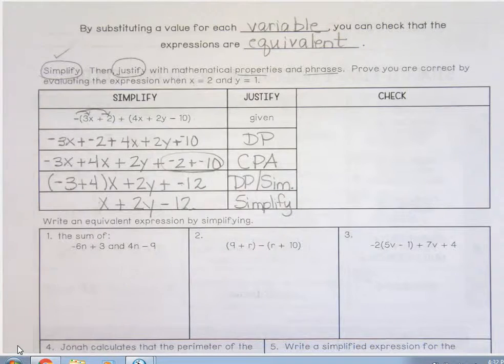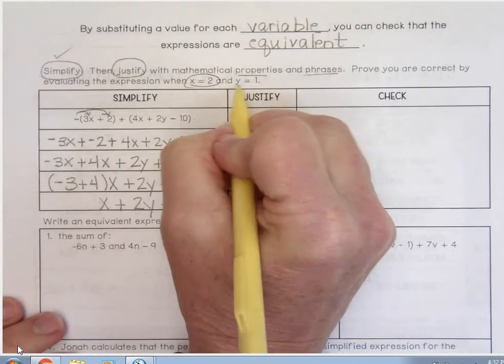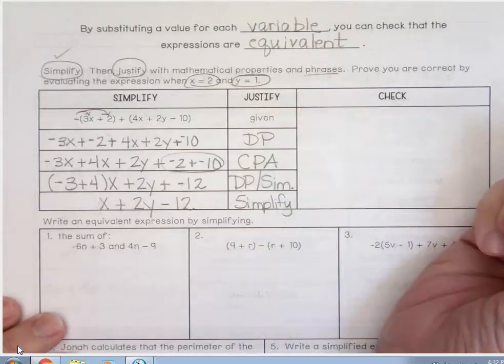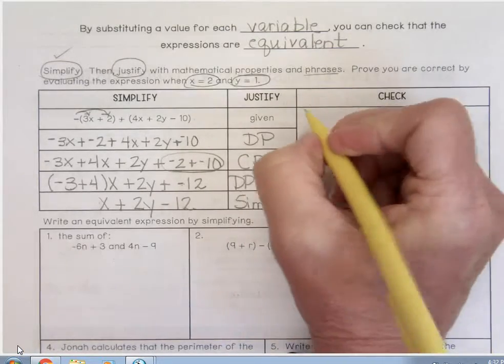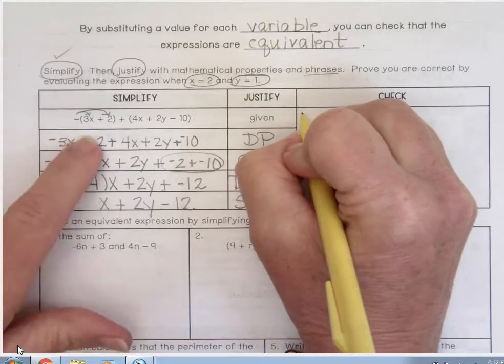And what we're going to do, and you're going to have to write small so we can squeeze it in, is we're going to substitute each expression, then simplify. Well, first we'll substitute x for 2, y for 1, and then we'll simplify. And prove they are equal. Make sure you didn't make a mistake.